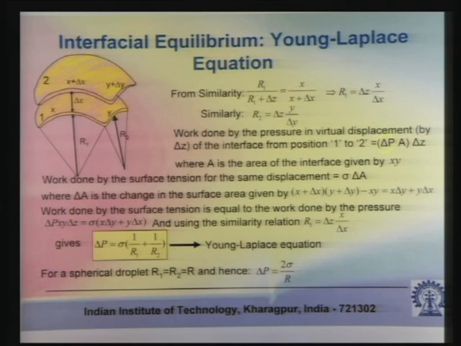Now this work done is related to the change of surface energy. Where is this work being spent? This work is being spent to create a new surface, because x into y has now become x plus delta x into y plus delta y. So some additional surface has been created. That surface must sustain with the help of some energy. That energy has come from this work done due to stretching of the surface.